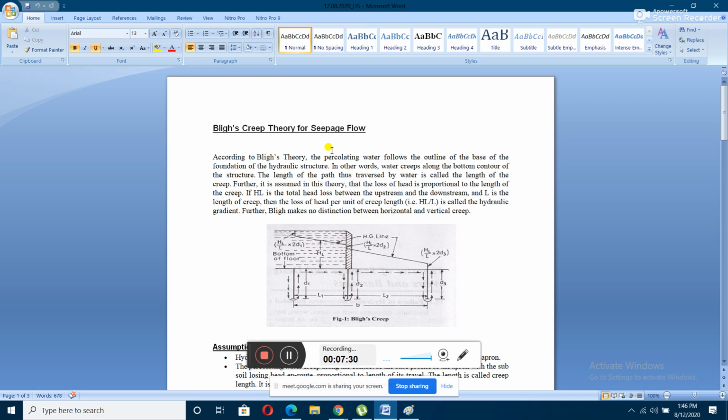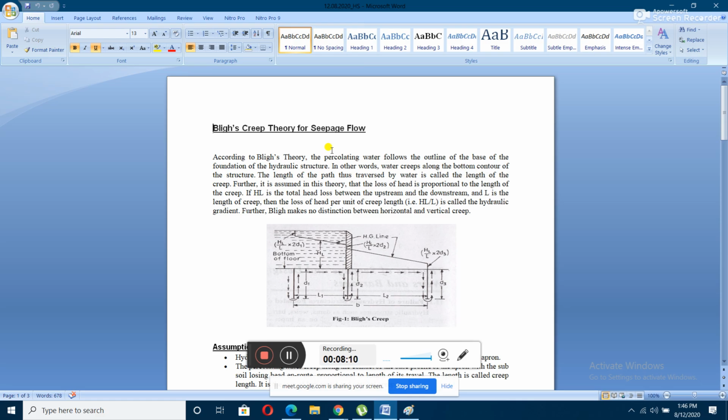What were those assumptions? Bleak developed this theory for subsurface flow only. I already told you, this theory is based on subsurface flow only. He did not take into consideration the failures due to surface flow. This is one assumption, and it is also a limitation, because there are going to be failures due to surface flow also, but he did not take them into his theory.